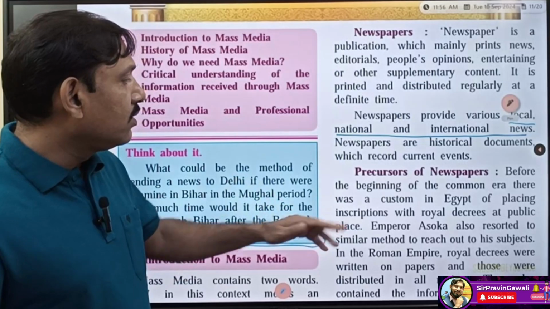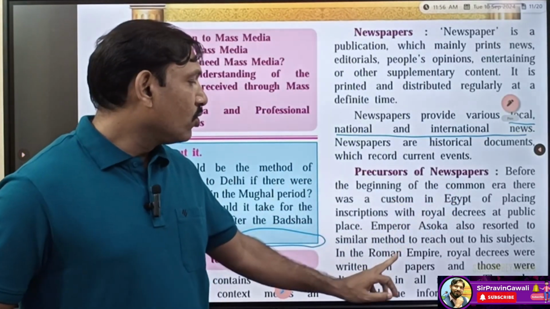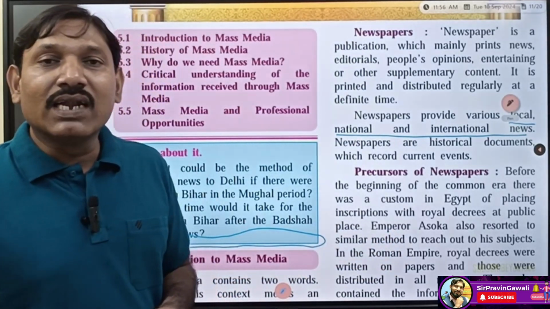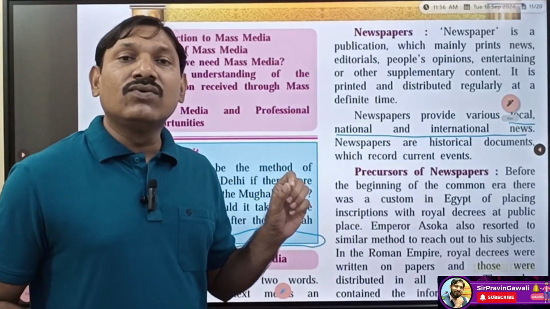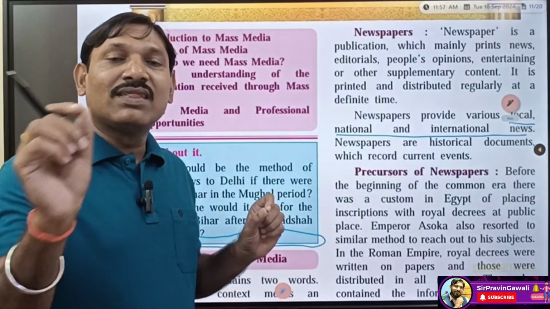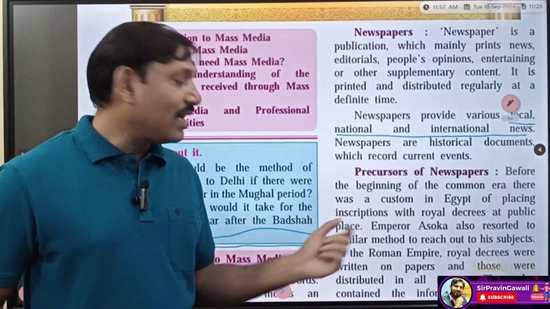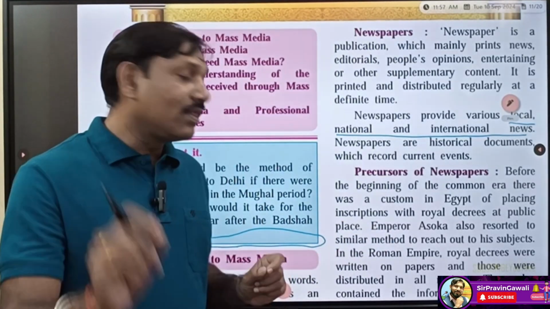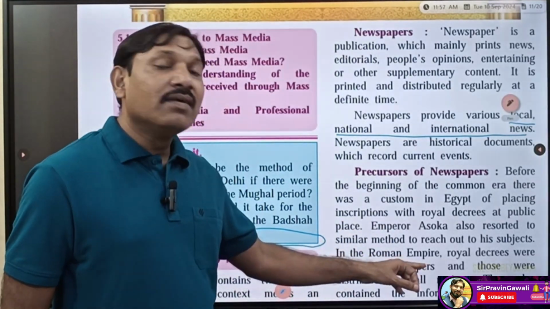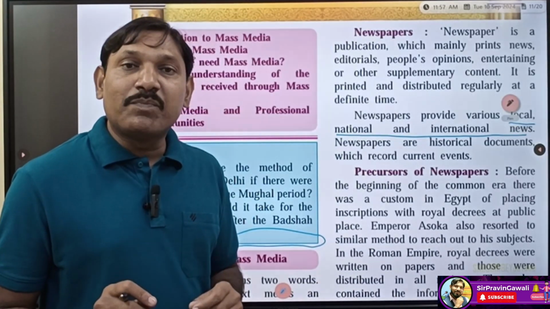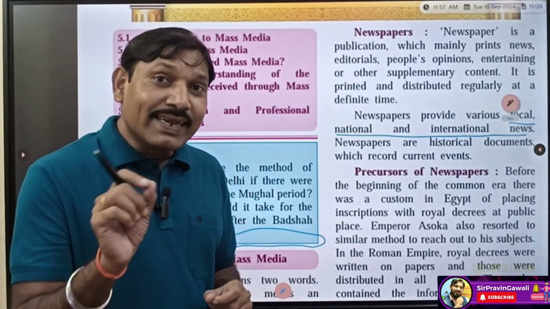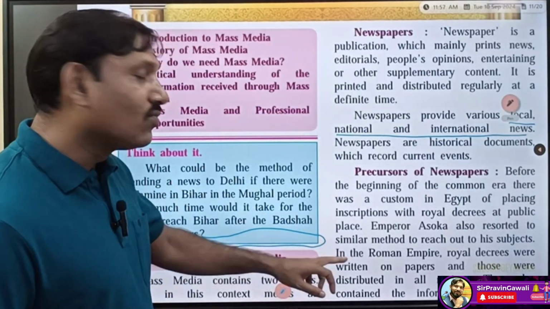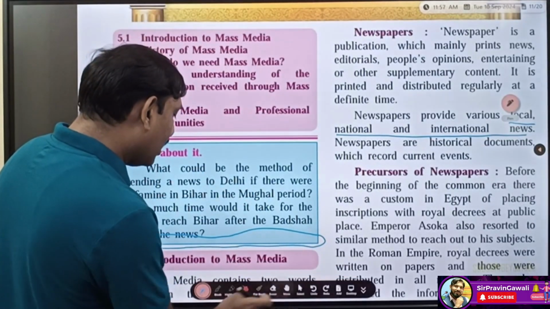So here we have studied three empires: the Egyptian Empire, the Roman Empire, and the Ashoka Empire. The methods are different. In Egypt, we have seen they used inscriptions to communicate with the people. The same method was used by Ashoka, who also started using inscriptions to communicate with the people. But in the Roman Empire, the royal decrees were communicated to the people by writing them on papers and distributing those papers. Okay, student, have you understood this? Very good. Now let's learn further.